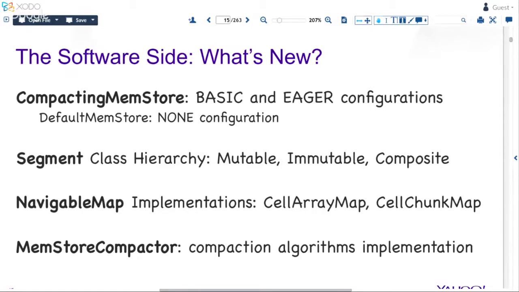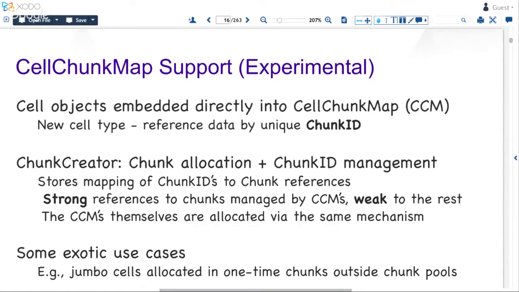There is a whole bunch of new first-class citizens, like the segment class hierarchy. There are mutable segments, immutable segments, composite segments. These segments deal with new index types, which are implemented as navigable maps, cell array map and cell chunk map, and the whole compaction algorithm sits in a class that is called MemStore Compactor. Unfortunately, we don't have time to go into that, but we have recently posted a couple of blog posts, and whoever is interested can look that up.